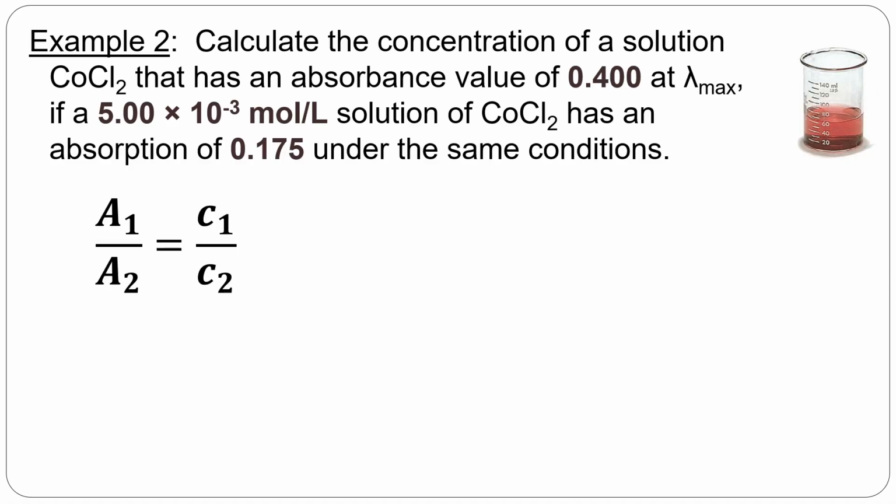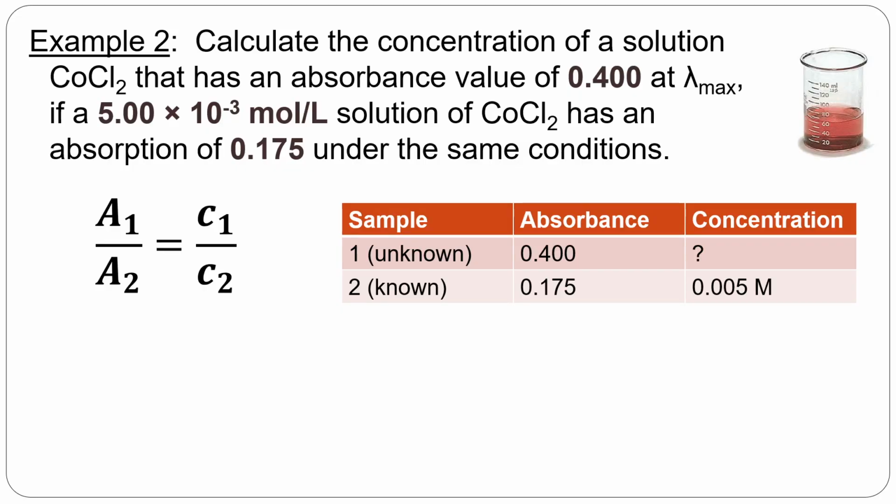Now, this is the relationship that I showed you before. You might have written down the other version of it, but it may help you to jot down what each variable is or make a little table to organize what you're given. So the unknown 1 has an absorbance of 0.400, and that's what we're trying to find the concentration for. The known is number 2, and I just chose 2. It doesn't really matter which one you pick. That is known as 0.175, and the concentration is 5 times 10 to the negative third, or 0.005 molar.